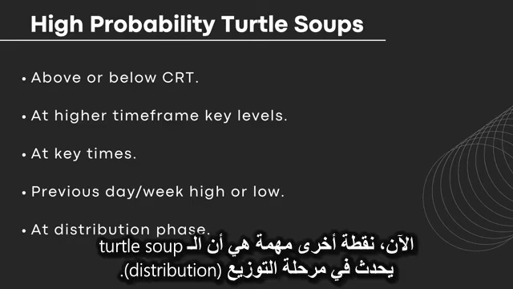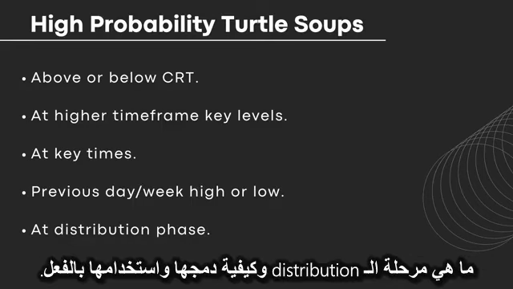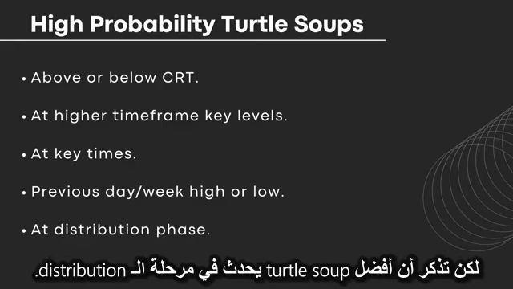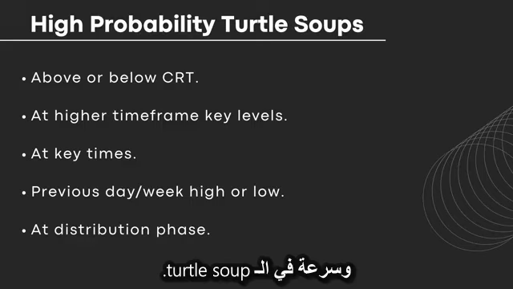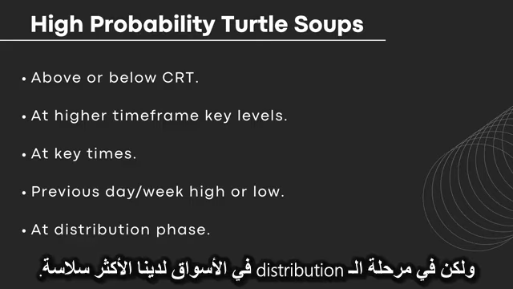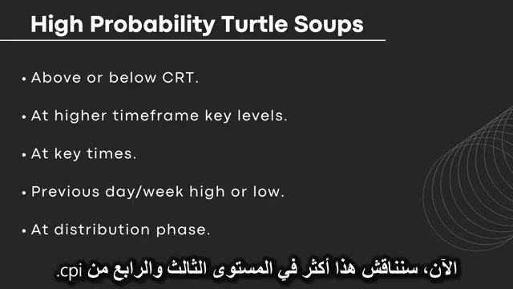Now, another important point is that turtle soup occurs at the distribution phase of the markets, right? We're going to discuss this one in detail in level 3 of CPI, what the distribution phase is and how to actually integrate it and use it. But remember, the best turtle soup occurs at distribution phase and manipulation phase of the markets, right? At manipulation phase, we've got the most explosive and quick turtle soup, but at distribution phase of the markets, we've got the most smooth and transient turtle soup. So remember that. We're going to discuss this even more in level 3 and 4 of CPI, but here is a brief summary.